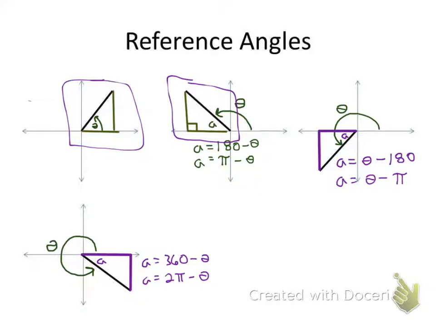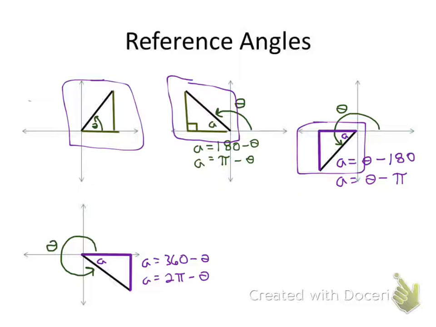Now we could think of it as 180 degrees minus theta if it's in degree mode, or pi minus theta if it's in radian mode. If I'm in quadrant 3, that means I've gone past 180 degrees, and I now have our triangle facing down. I want to find the degrees or radians that are after the 180. So if I'm after 180, what's left over?